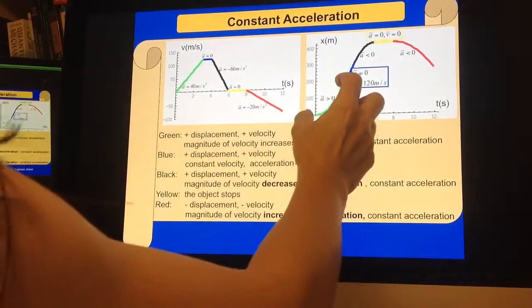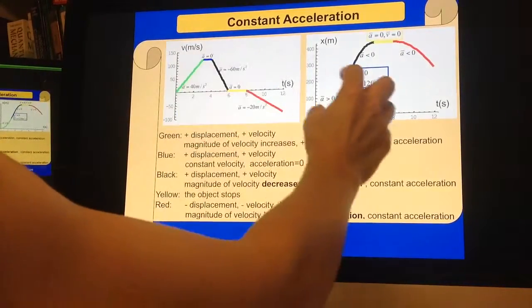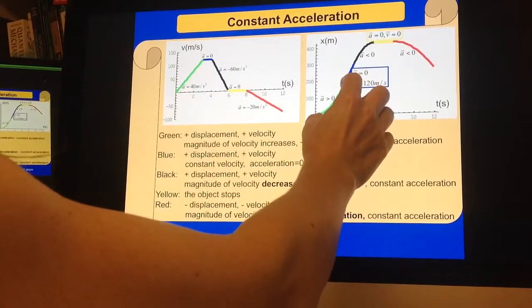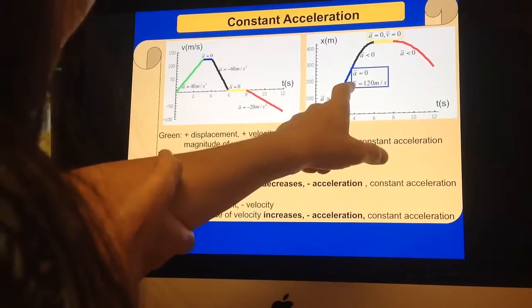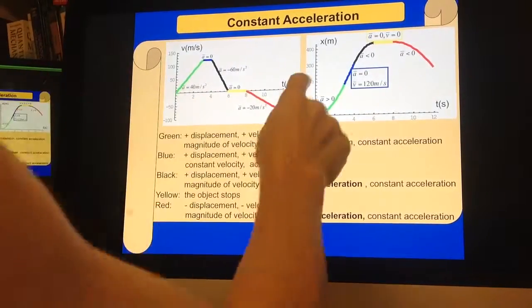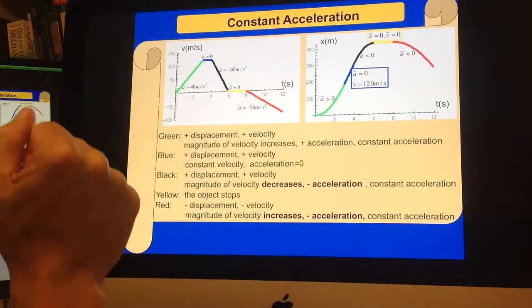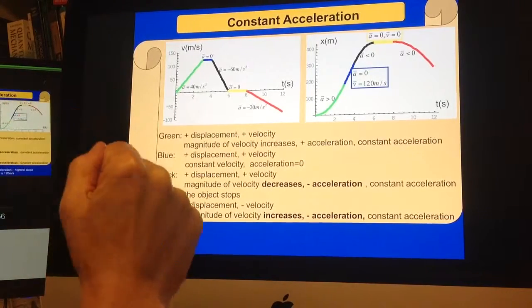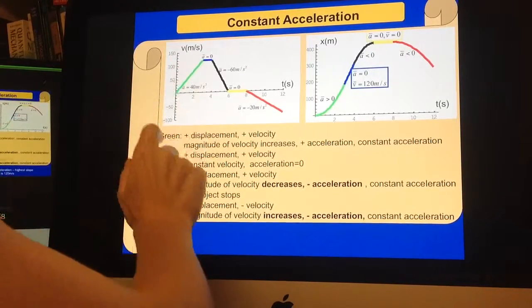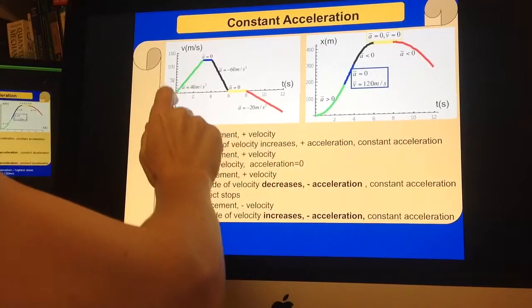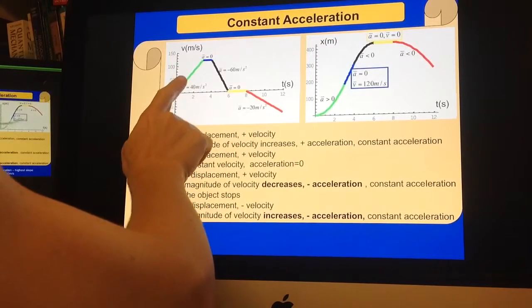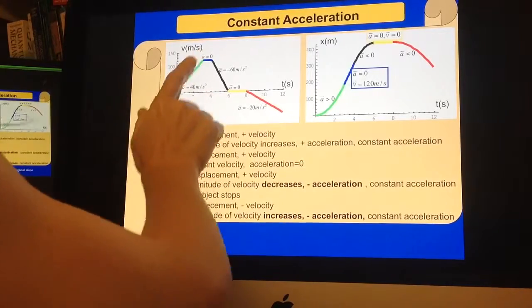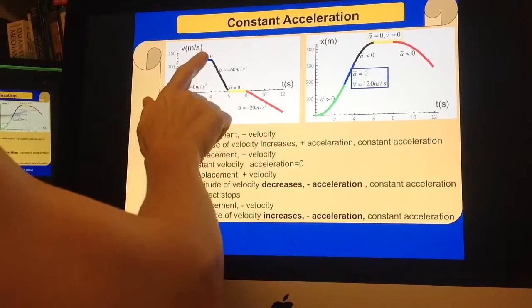Okay, so the green part, they are all analogous. In the green part, we are moving in the positive direction because my final position is bigger than my initial. And as we saw here, the magnitude of the velocity is increasing, so my displacement is plus, that means my acceleration is also plus.